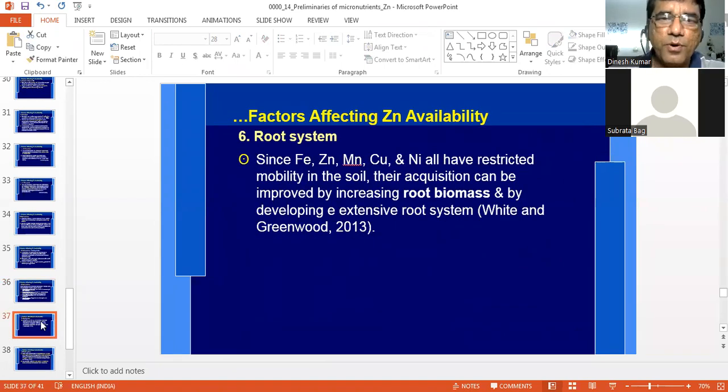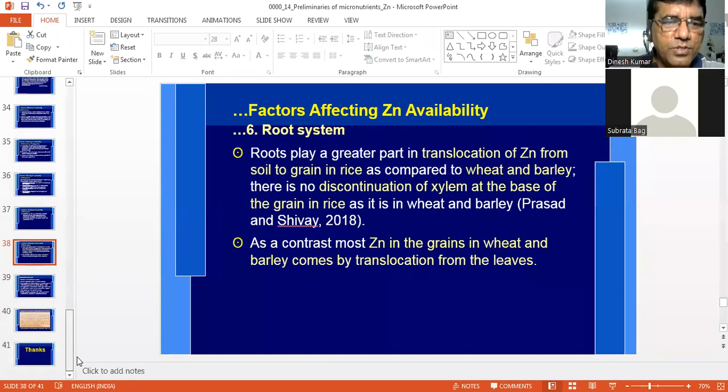Root system is also important. Zinc efficient plants or crops that can use zinc more efficiently have a better root system for absorption and uptake of zinc. And we have zinc use efficient genotypes also. So roots play a greater part in translocation of zinc. This is a very important point, but time is limited, so I will share these slides. Whatever I am not discussing here, please read from the slides. Believe me, these are all very important points. You should see them.